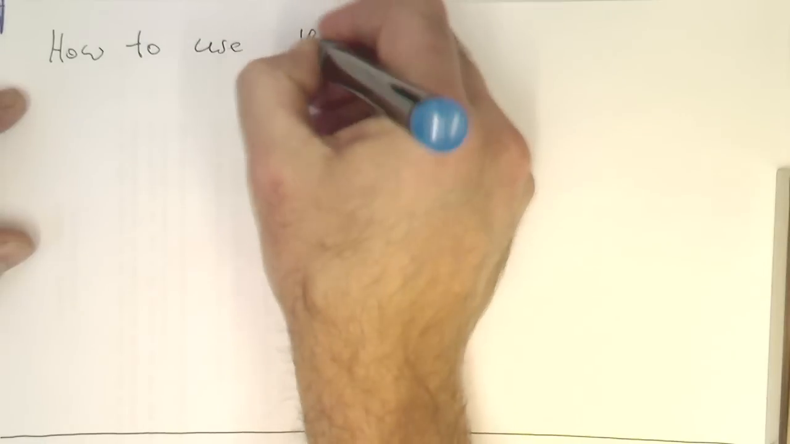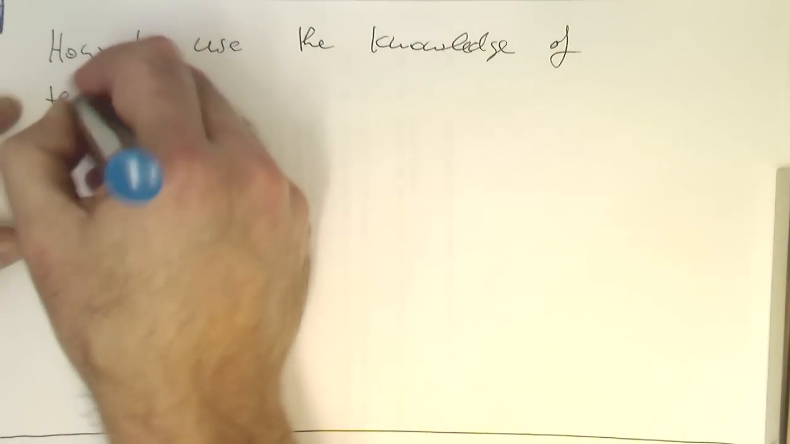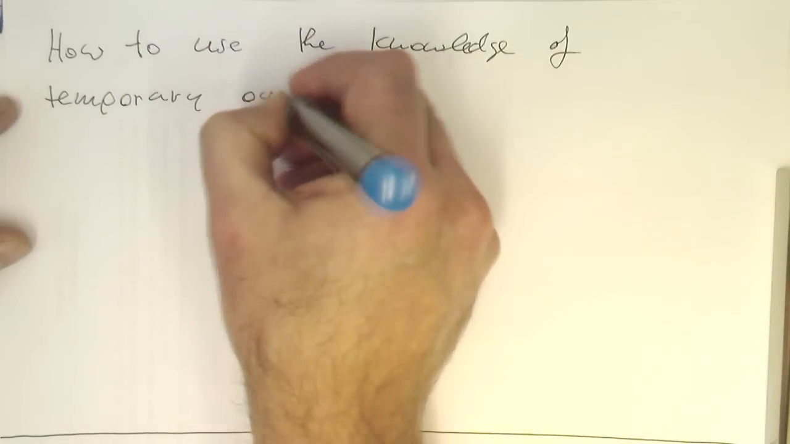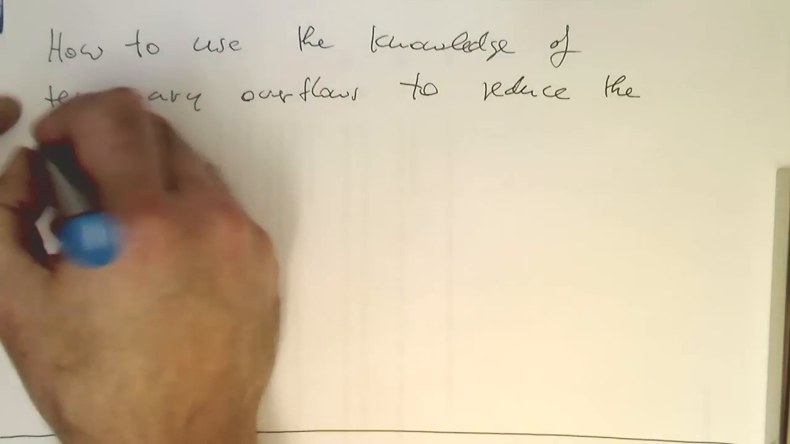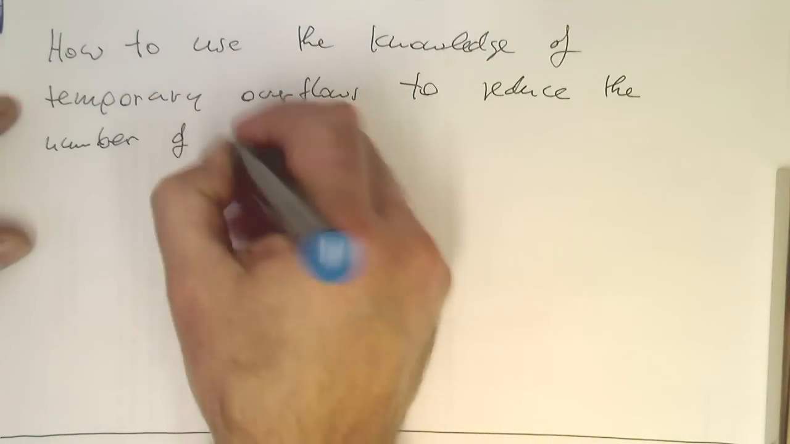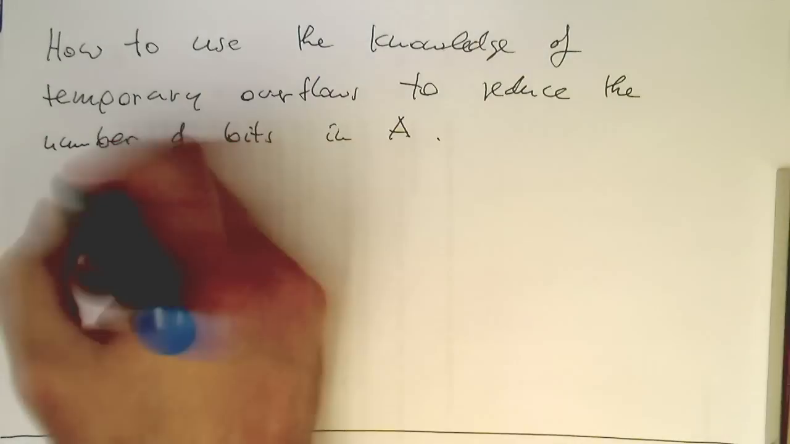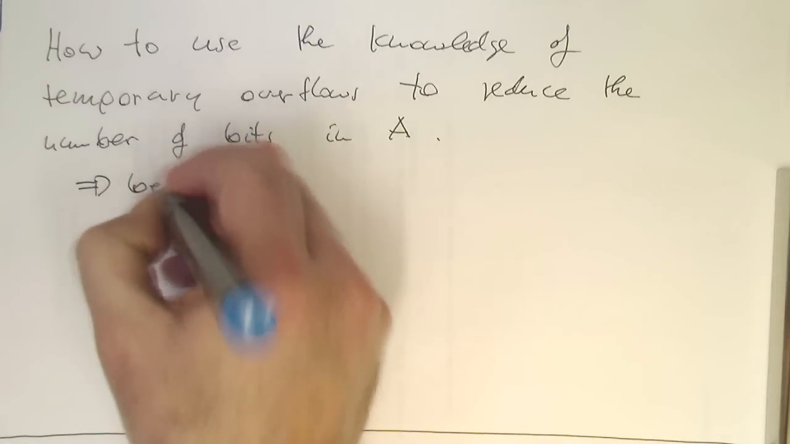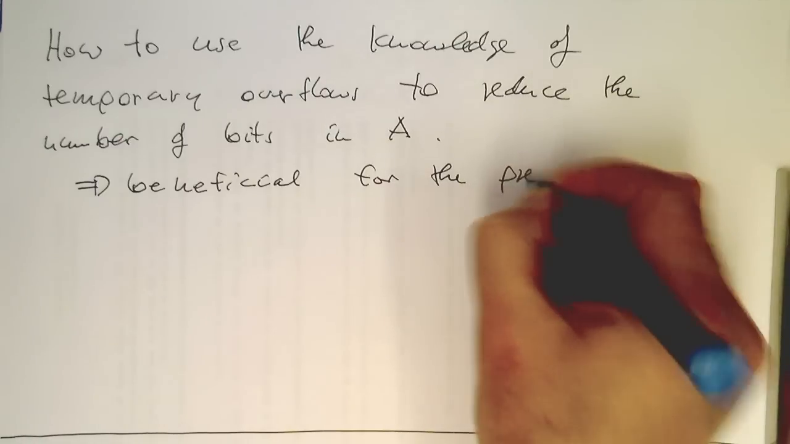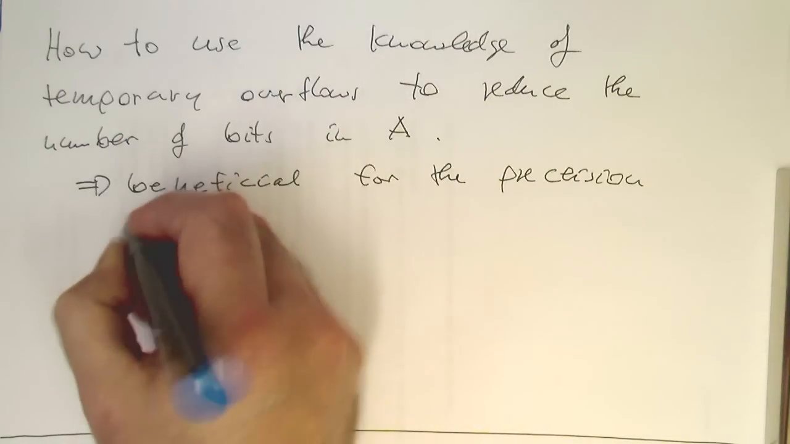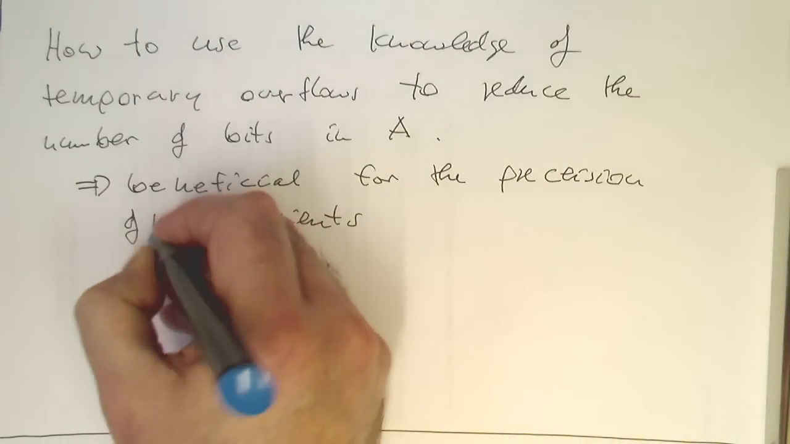So how to use the knowledge of temporary overflows to reduce the number of bits in A? Obviously this would be beneficial for the precision of the coefficients.